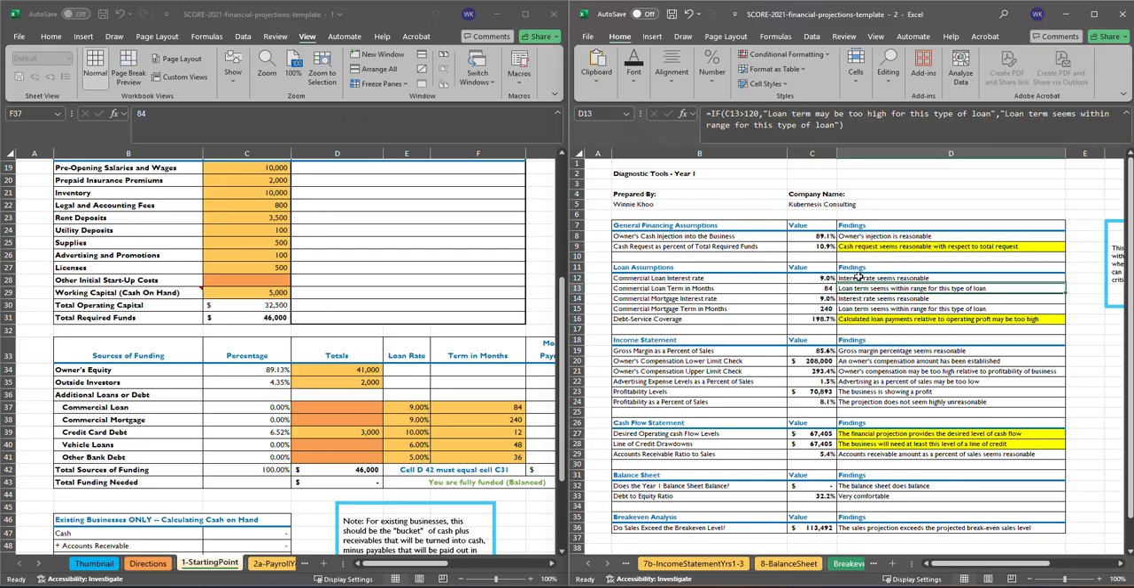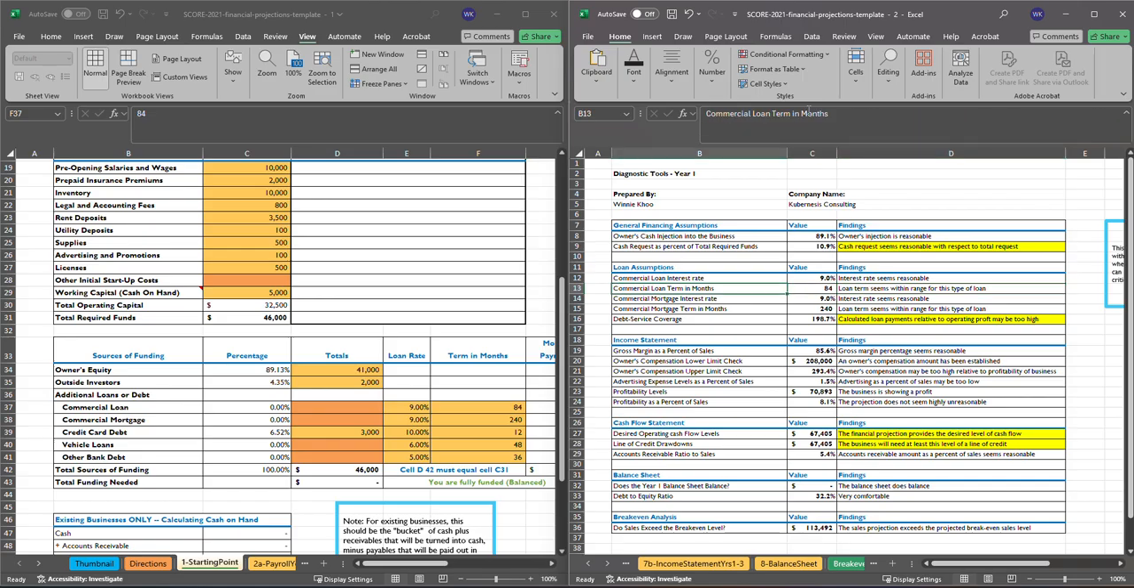So right now, okay, the interest rate, anything less than 6% right now is going to be too low. When this template was created, if you have a business line of credit or a mortgage less than 6%, it might be too low. If it's greater than that, which I have 9 right now, it probably is reasonable. Now, for just a line of credit commercial loan, anything more than 120 months might be too long for this type of loan.